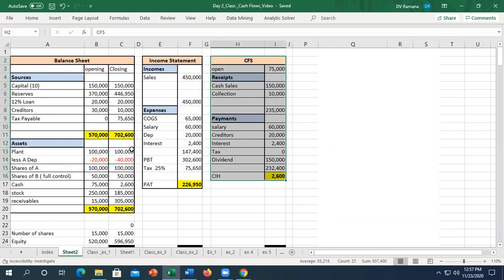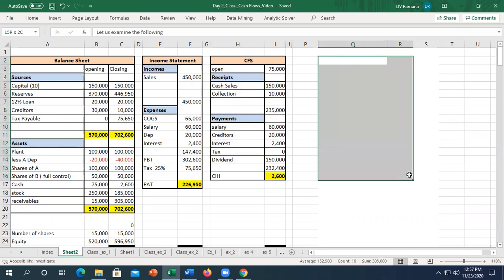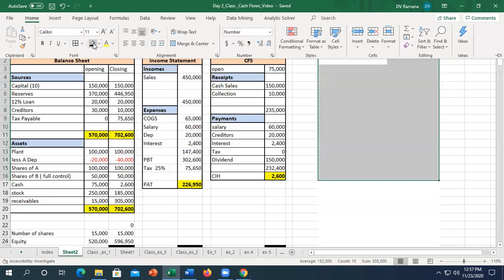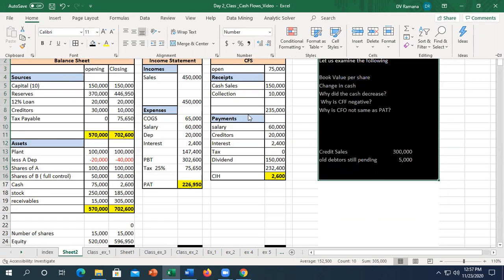So already the transactions have been converted into financial statements. Let us just observe these financial statements and get some understanding about the cash flows. For example, we can have some questions. The moment you see the financial statement, some questions should immediately come to your mind. What is a book value per share?